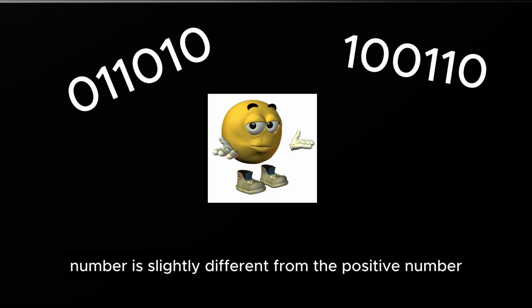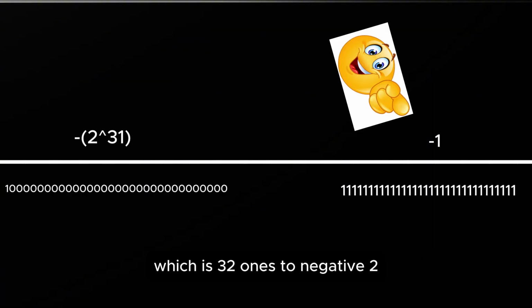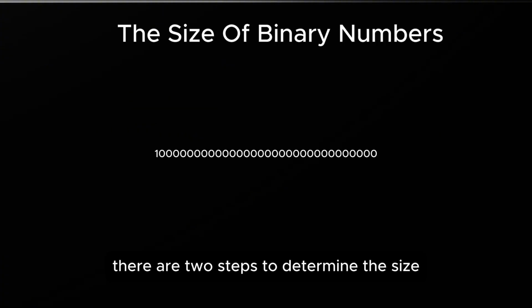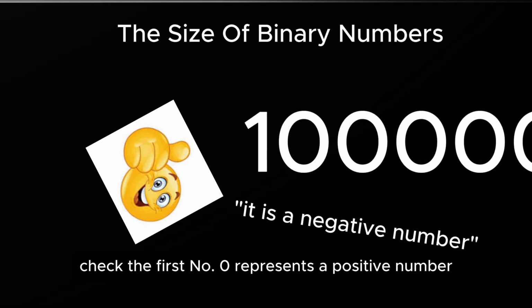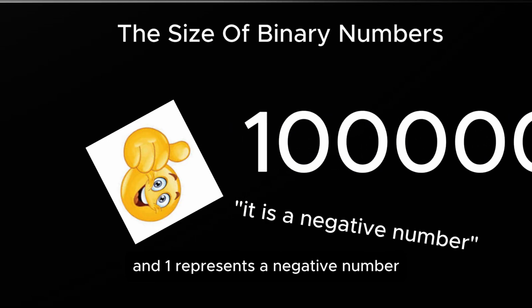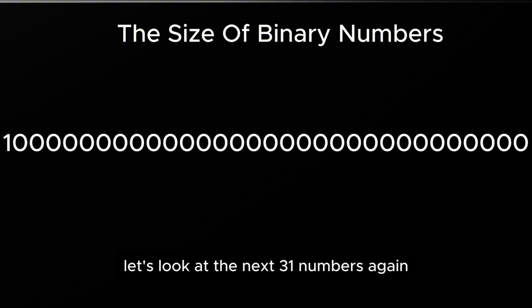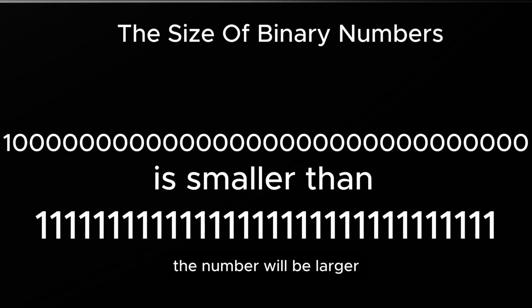The negative number is slightly different from the positive number. Negative numbers start from negative 1, which is 32 ones, to negative 2 raised to the 31st power, which is 1 followed by 31 zeros. There are 2 steps to determine the size of a binary number. First, check the first number. 0 represents a positive number and 1 represents a negative number. Then look at the next 31 numbers. As long as the following numbers are larger, the number will be larger.